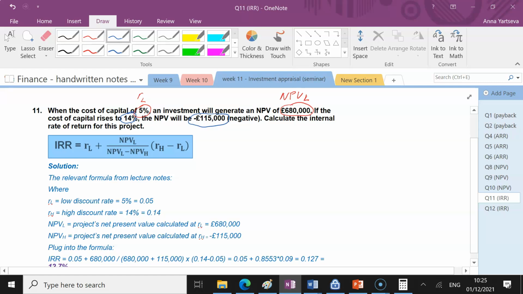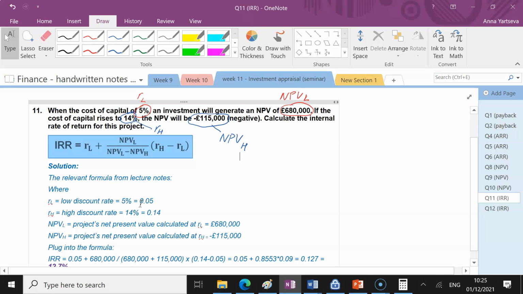It becomes negative. And this is what we need. We need one positive net present value, one negative. So 14% is the high discount rate, while minus 115 is the net present value calculated at this high discount rate. These are the meanings of these terms in our formula. And all we need to do now is just to plug them into this formula.